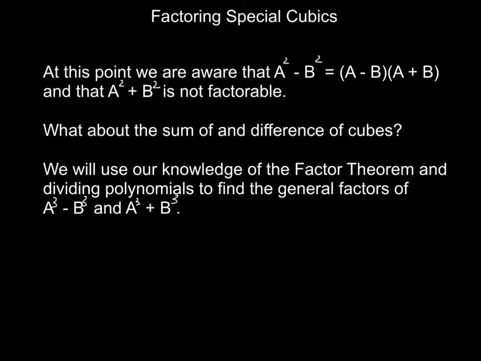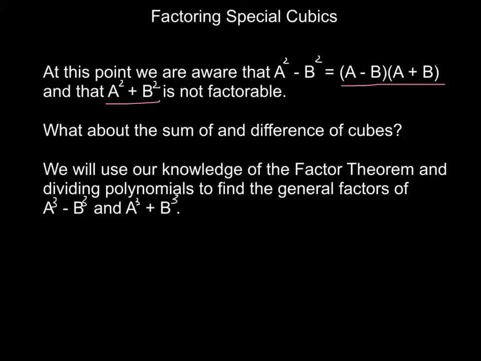We're going to consider factoring special cubics similarly to the quadratics you have considered in the past, such as the difference of squares, a squared minus b squared. How we know that that gives us a minus b times a plus b. And we also should be familiar with the fact that a squared plus b squared is not factorable. In other words, there are no two things that we can multiply to give us the answer a squared plus b squared. So we're going to consider similarly for cubics, looking at the sum of and the difference of cubes.